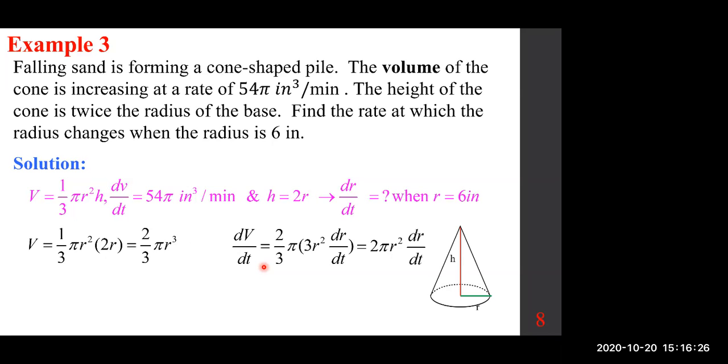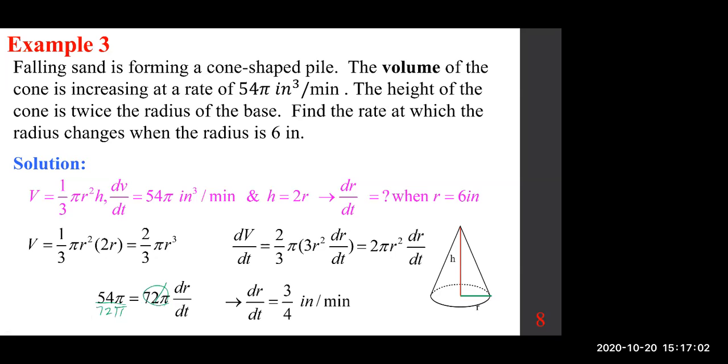And we know dV/dt is what? 54 pi cubic inches per minute. So all you have to do is divide both sides by 72 pi, and that's your answer. 3/4 inches per minute, the units of the radius per unit of time.